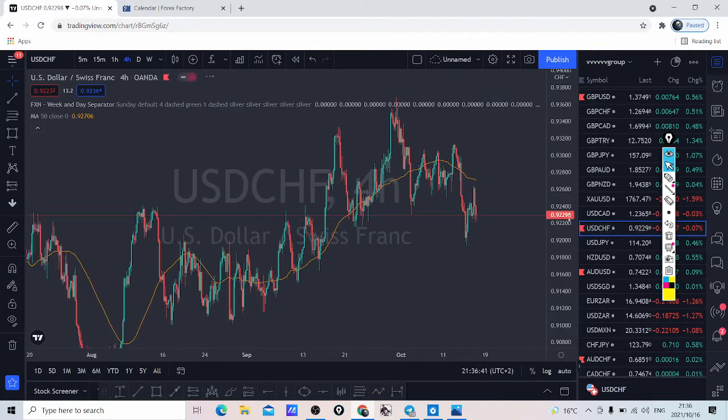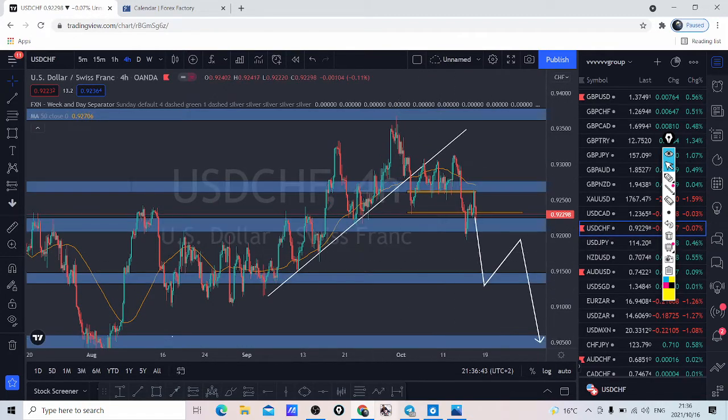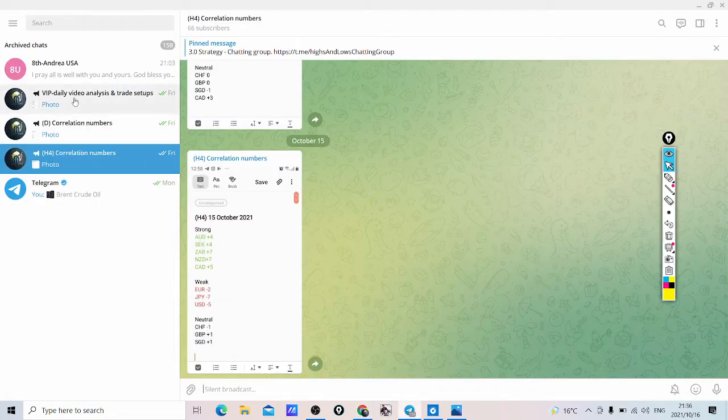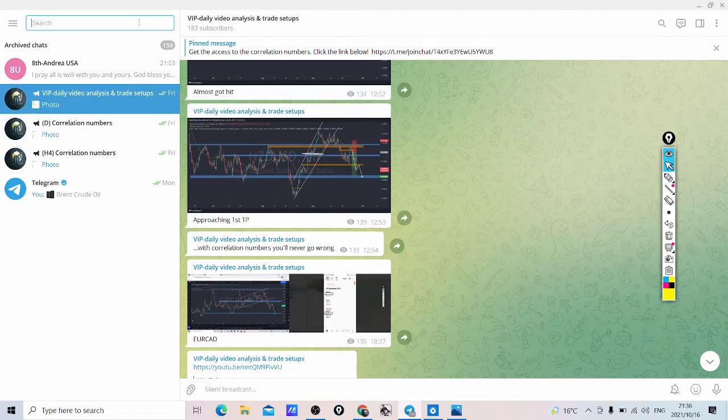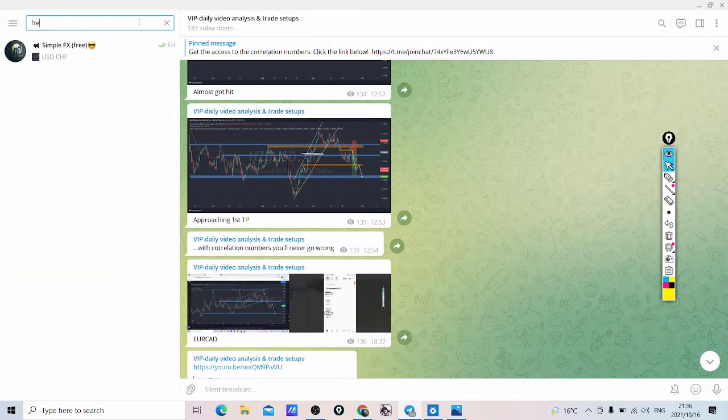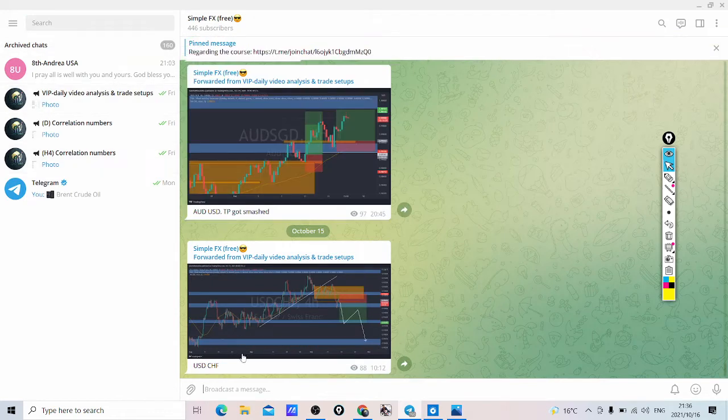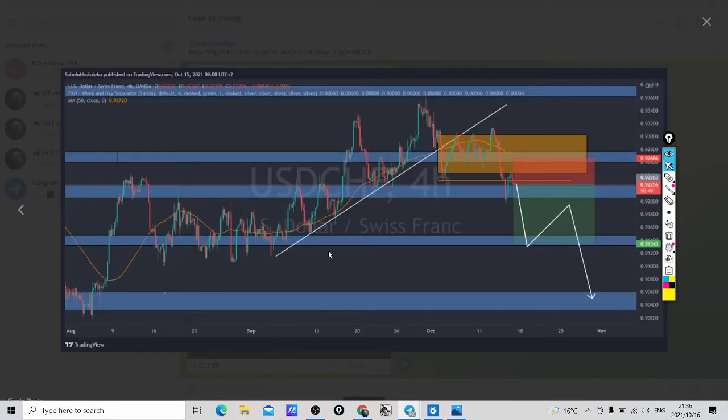Okay, this is the one that I took on Friday. It was the last trade that I took on Friday. The signal was even given to the free Telegram channel. If you are interested, you can come and join and enjoy my free stuff there.